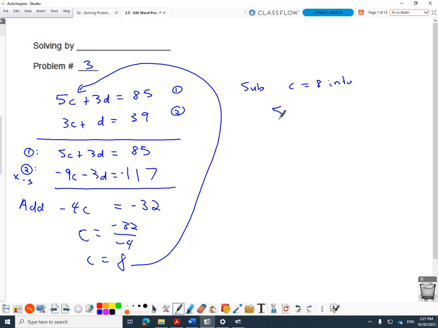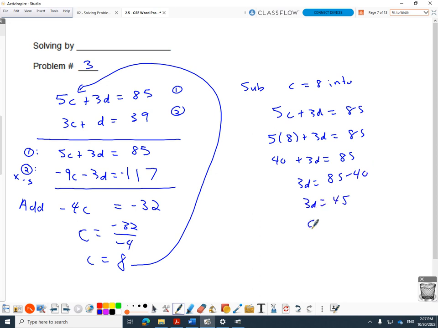Now sub that back in. 5c plus 3d equals 85, so it's 5 times 8 plus 3d equals 85. 5 times 8 is 40. Subtract the 40. Divide by the 3. I'm doing this fast on purpose because I'm trying to convince you that these steps get repetitive. Hopefully you're like, okay, well that part I can do. I'm finding this part over here on the left side hard, but that part, once I sub it in, that's no problem.